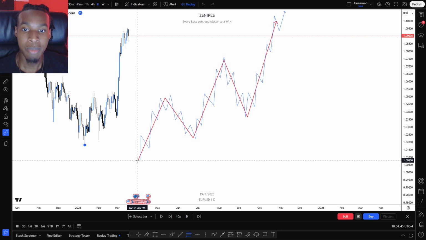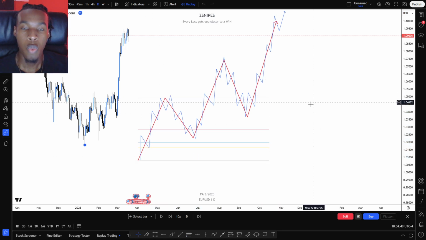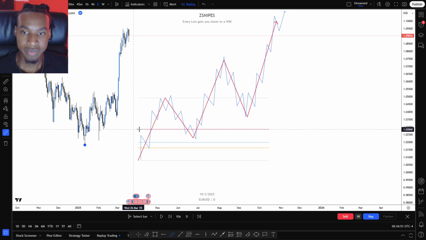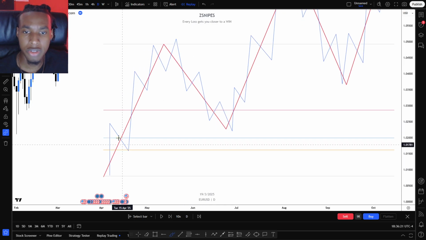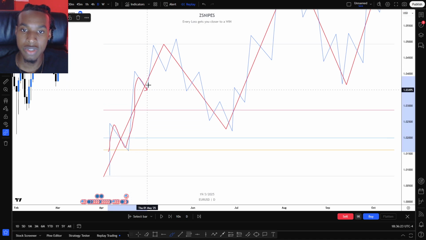When I do my structure, I draw my fibs out from this low to this high, okay? Why? So I know that at 50% is equilibrium. Anything below 50% is going to be discounted pricing. As this market is going higher, you're going to follow the structure. You're going to look for bullish demand zones.